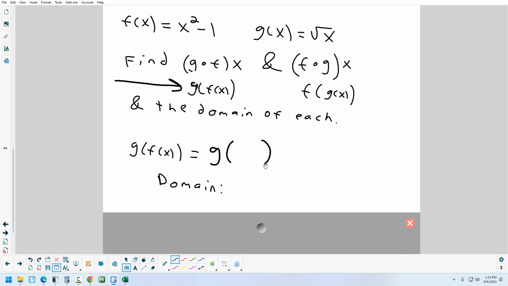Now without me saying as much as I was, can somebody tell me what's going to go inside there? Now, x squared minus 1. X squared minus 1. Okay, that's the first step. Now, the second step is to take that and fill it in for the letter in g. Would it be the square root of x squared minus 1? Yep, and you can't simplify it. That's as much as it does.